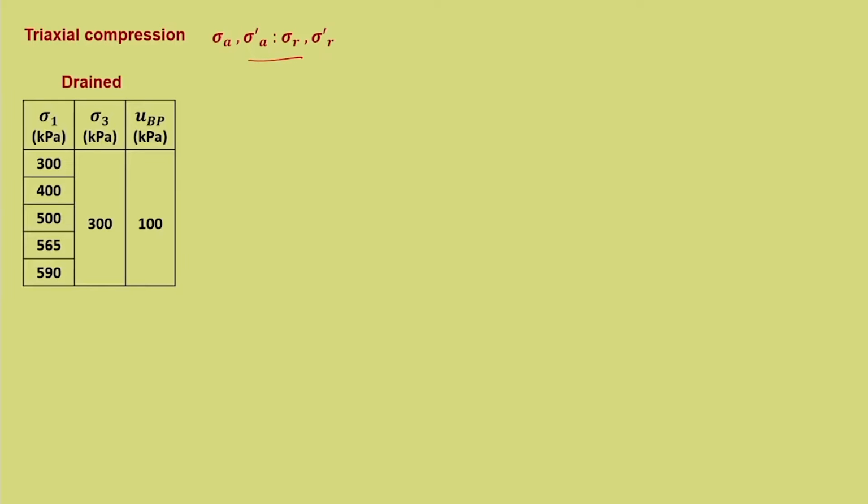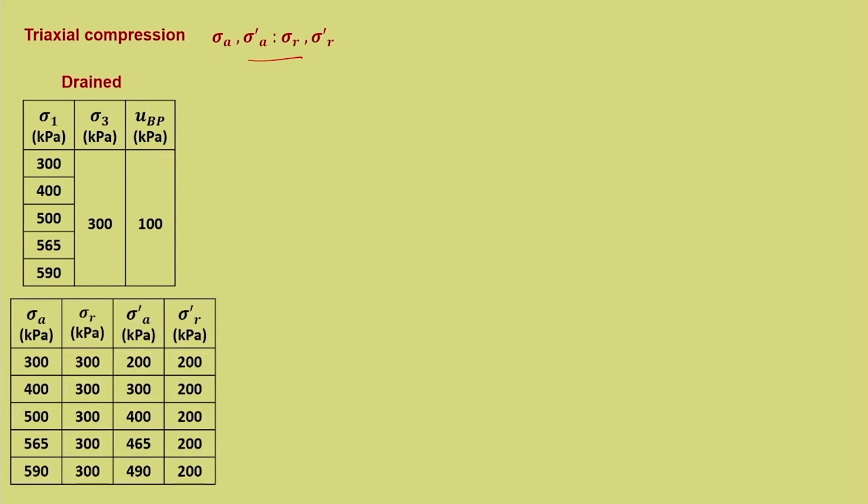Let us first try the sigma A dash, sigma R dash plot with a drained envelope. This is the drained data which is given. Now is there anything to be changed in this? First of all, we need to understand that in the case of compression, sigma axial is equal to sigma 1. So we have written sigma A and sigma R separately. Sigma A is the same as sigma 1 and sigma R is nothing but sigma 3, which is 300 for every sigma A. Then we have sigma A dash and sigma R dash.